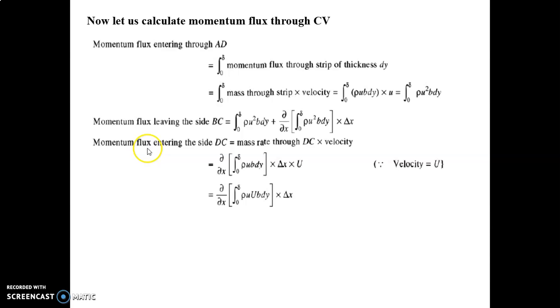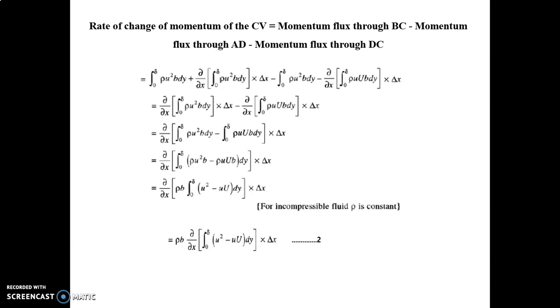Now the mass momentum flux entering the side DC is equal to the mass flow rate through DC multiplied by the velocity, that is, the free stream velocity. Here we multiply with the free stream velocity, and above we multiply with the velocity of the boundary. Now the integration of 0 to delta, rho u b dy, by capital U, into delta x. Putting the value of the momentum flux through BC, momentum flux through AD, and momentum flux through DC, we have got the value.